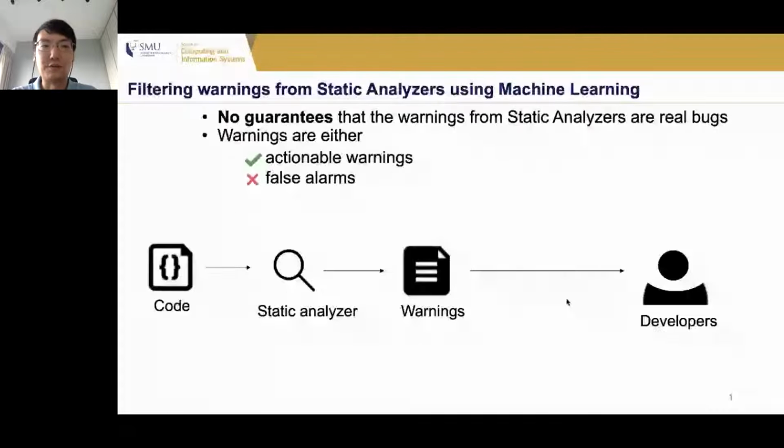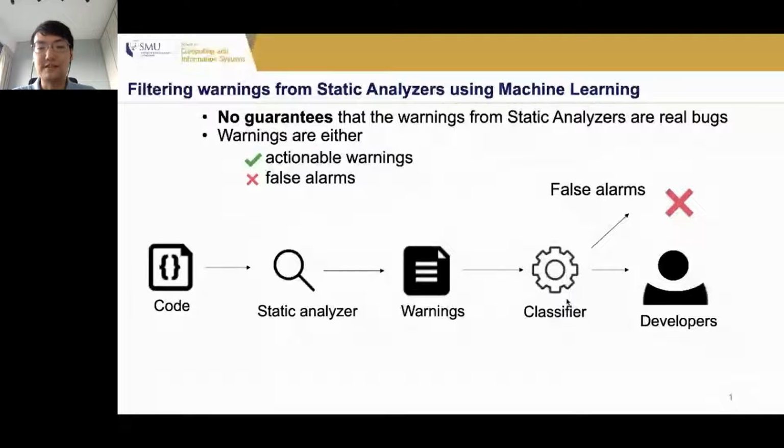The context of our work is the warnings produced by static analyzers, such as FindBugs. Because there are no guarantees that the warnings produced from these tools are real bugs, warnings could either be actionable warnings or false alarms. One line of research has aimed to put a machine learning classifier in between the warnings and the developers. If the classifier predicts that a warning is a false alarm, then it is not presented to the developer. By doing so, this would save a developer a lot of time and effort.